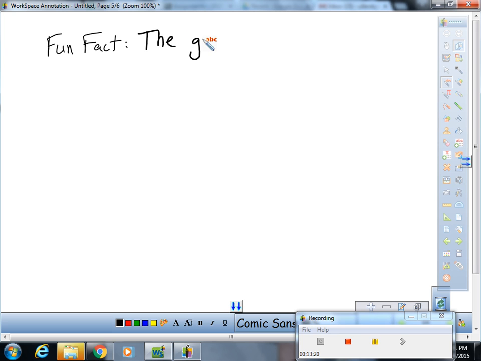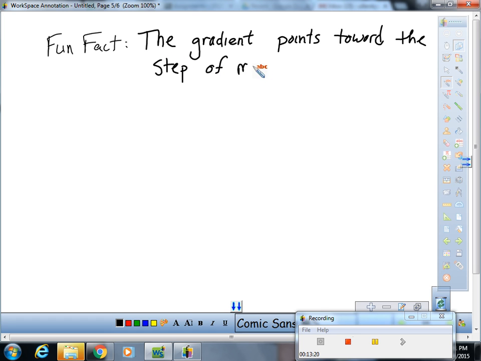The gradient, and I don't know how to spell it, points toward the step of maximum instantaneous increase.